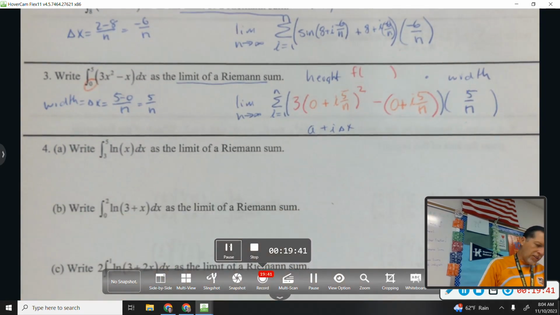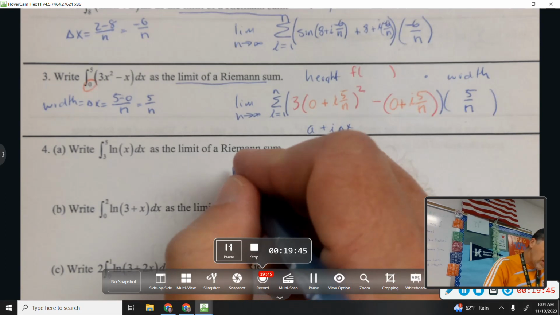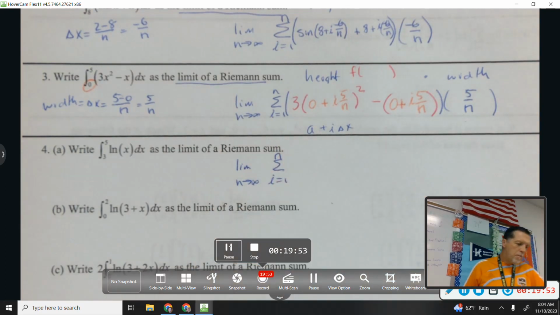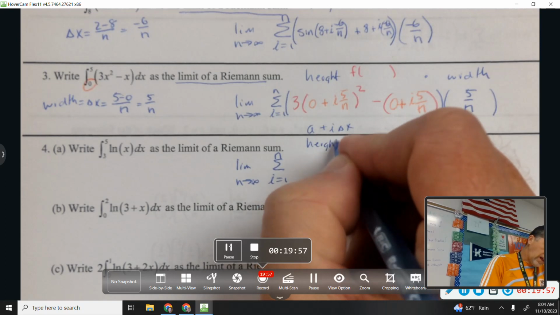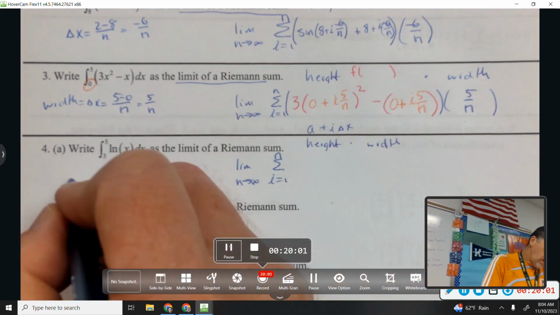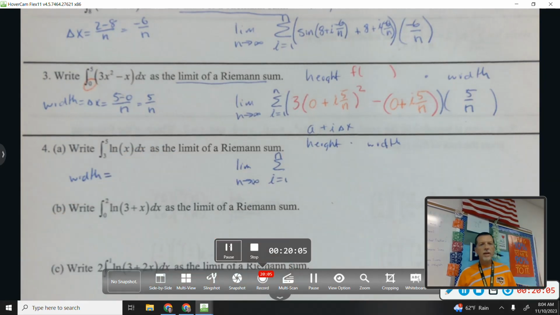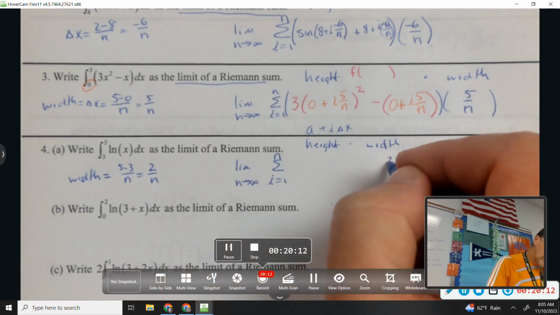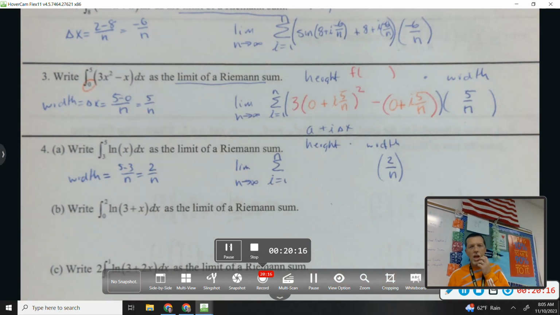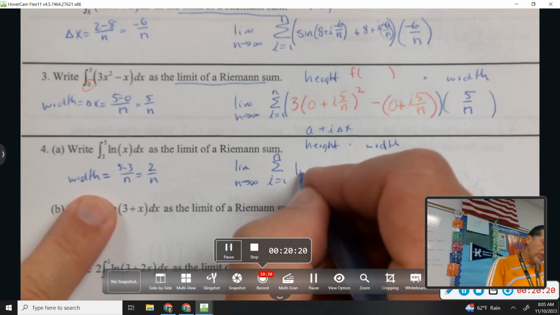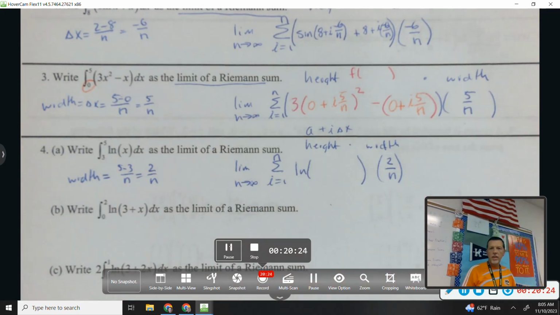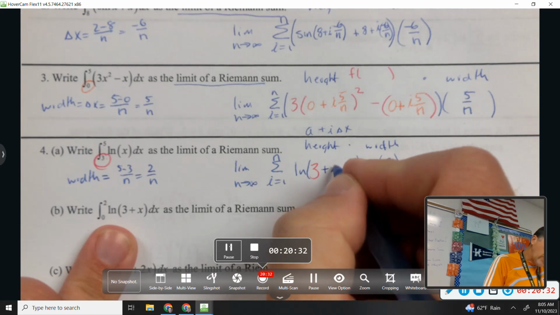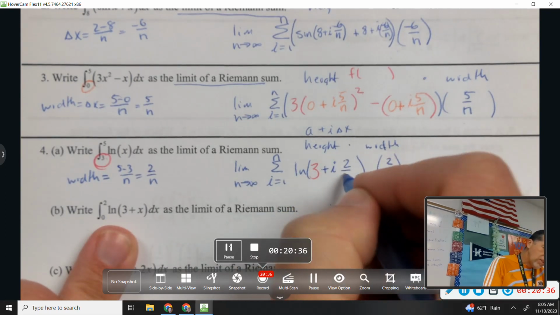For A, B, and C, it's all the same instructions. Find the limit as a Riemann sum. So limit n approaches infinity, sum from I equals 1 to n. Again, height times width. I know my width is 5 minus 3 over n. Total width divided by n, so that's 2 over n. So my width is 2 over n. And my heights are all natural log of something. Let's see, the something starts at 3 and goes up by a counter, I, times the width, 2 over n.